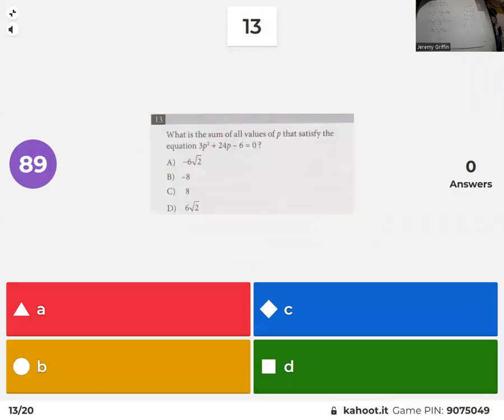Number 13. What is the sum of all values of p, say both values of p, that satisfy that quadratic equation?